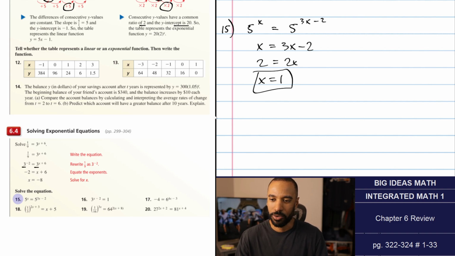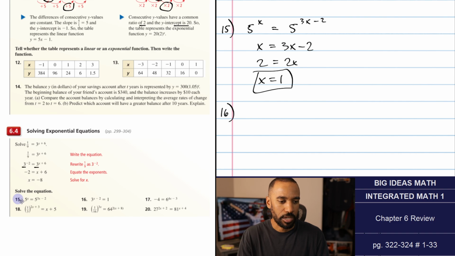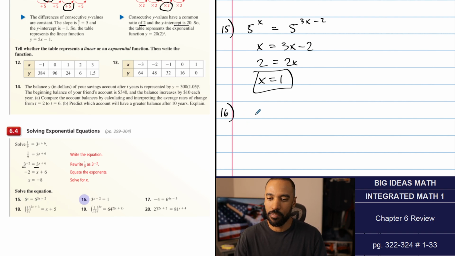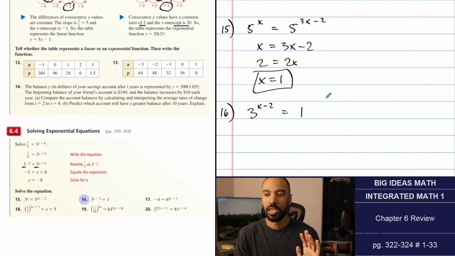Okay, number 16. 3 to the x minus 2 power equals 1. Now, this is kind of, I won't call it a special case one, but this is one that even we didn't get to run into in the section outside of one of the more special problems. And they say, what case would this be possible? This is really one to think about hard. You have to rewrite 1 as 3 to some power.